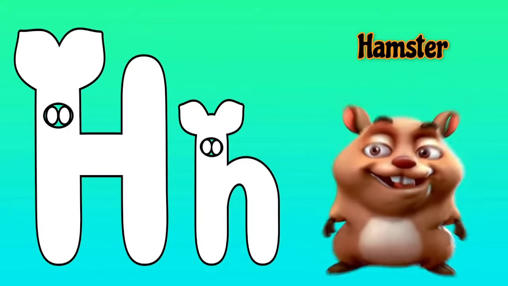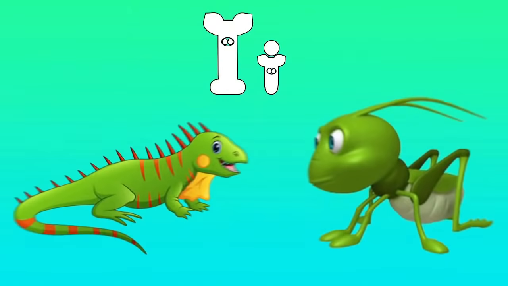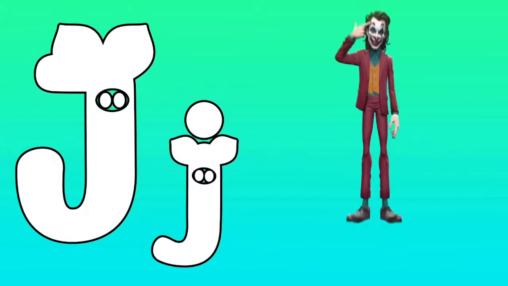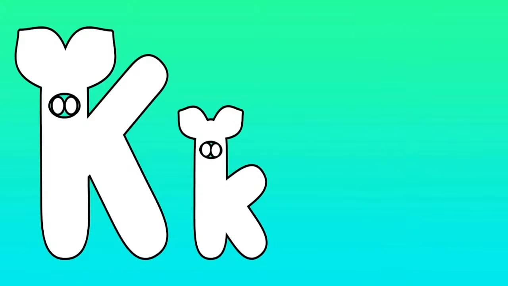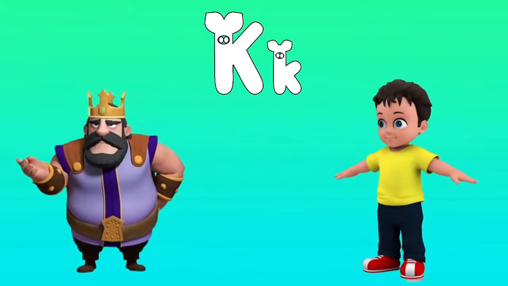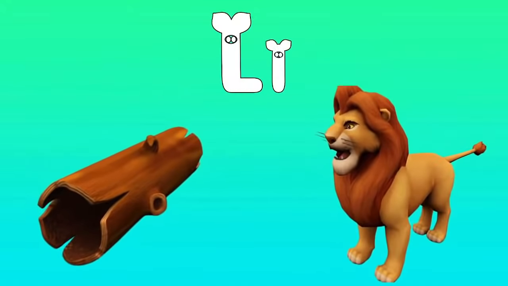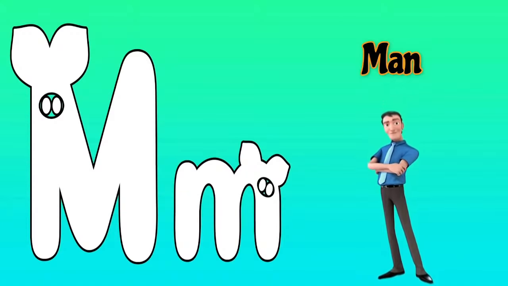Hamster, hamster. I insect, insect. I iguana, iguana. J jet, jet. J joker, joker. K kid, kid. K king, king. L lion, lion. L log, log. M man, man. M monkey.